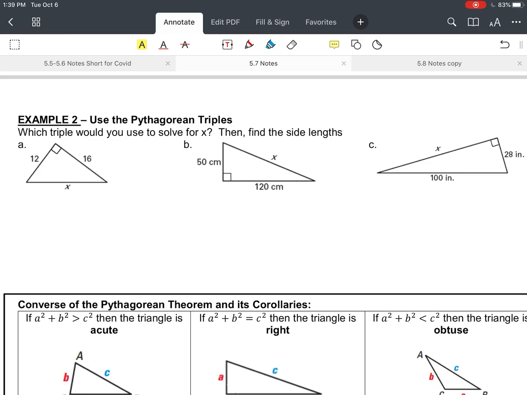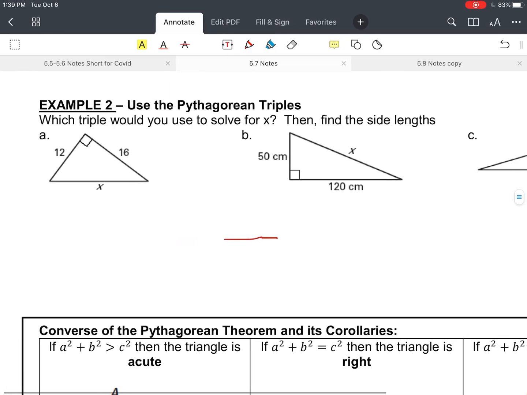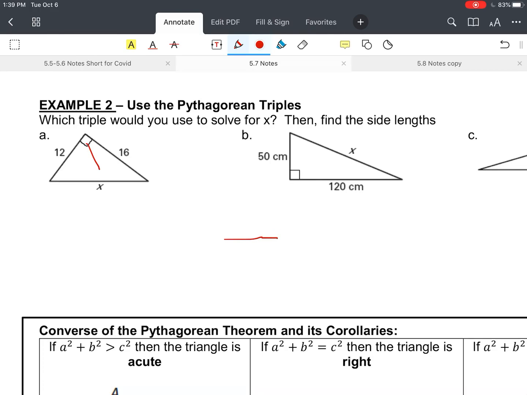So in example 2, I have triangles. They're all Pythagorean triples, and you could either use the Pythagorean theorem, or you could notice which triple it is a multiple of. We still have to make sure we know which one's the hypotenuse. So in letter A, I still have to make sure I know that my hypotenuse in this case is x. That's my c. Writing my sides down in order from least to greatest is going to be 12, 16, and then my third side that I don't know.